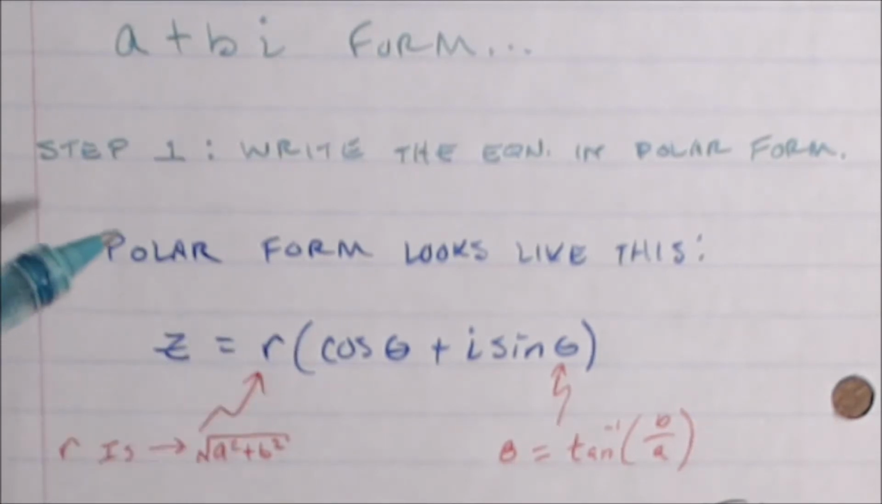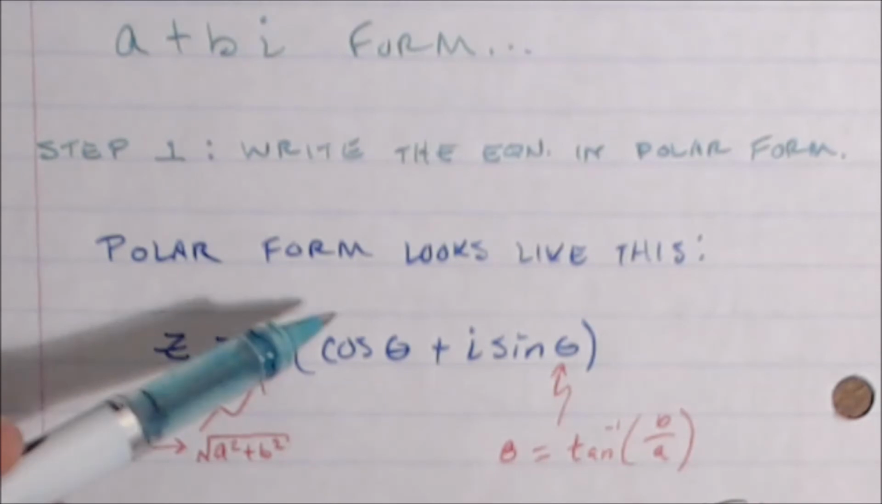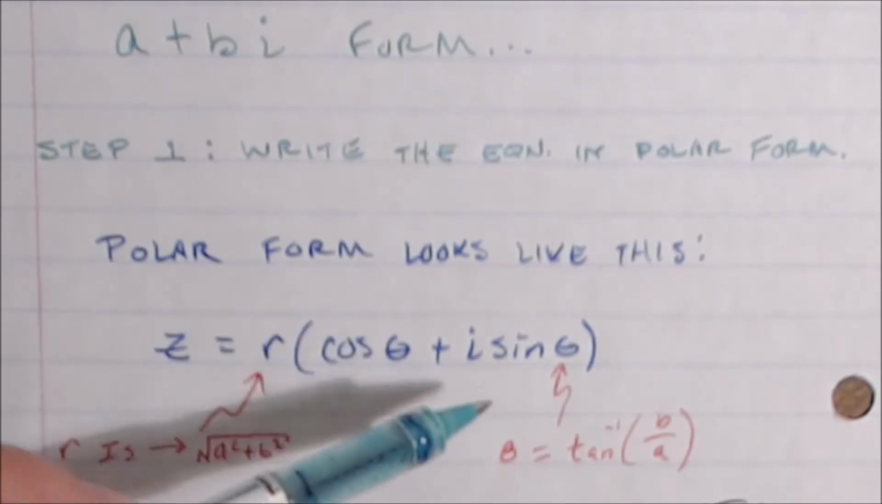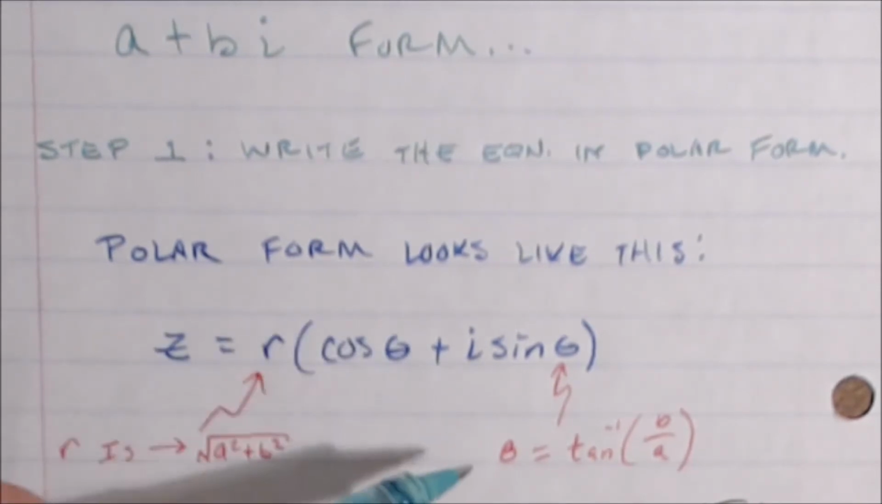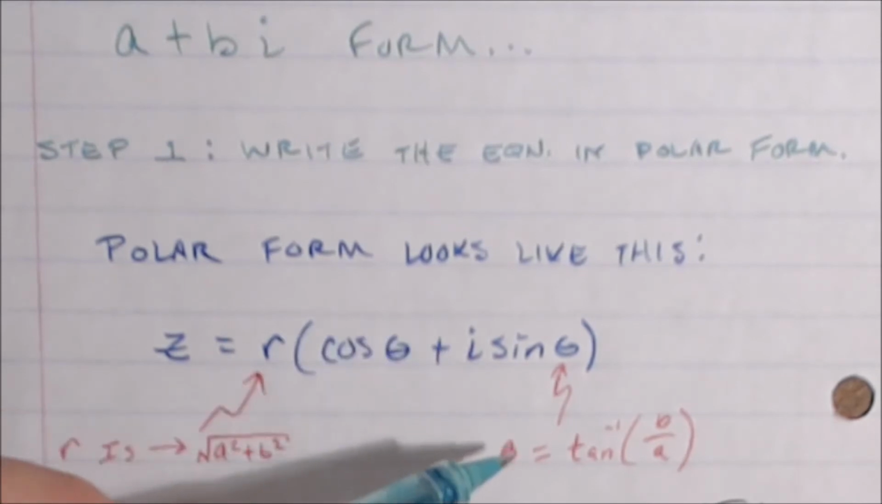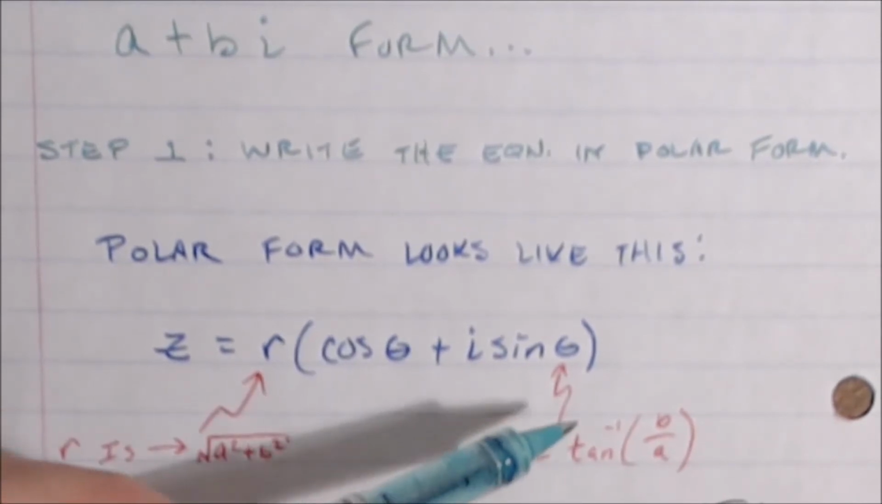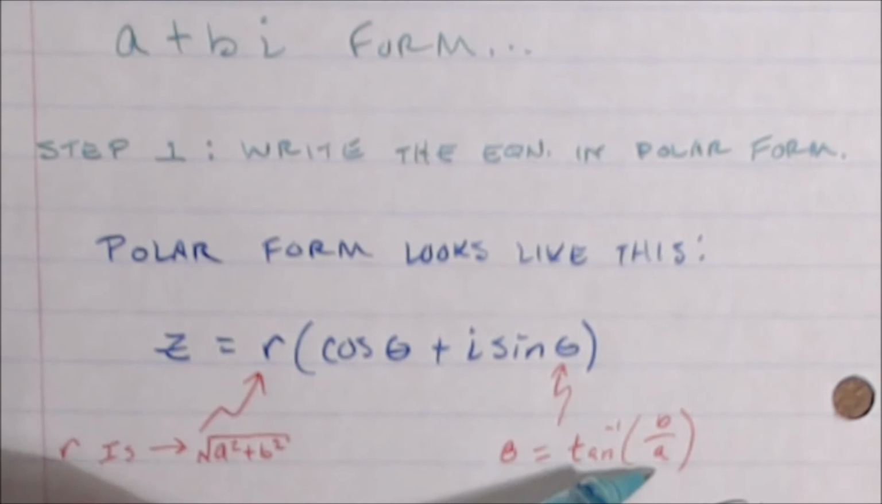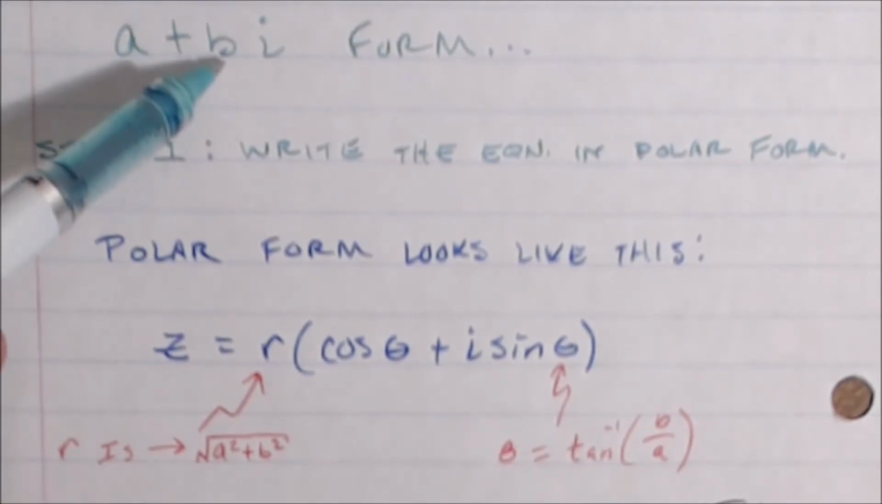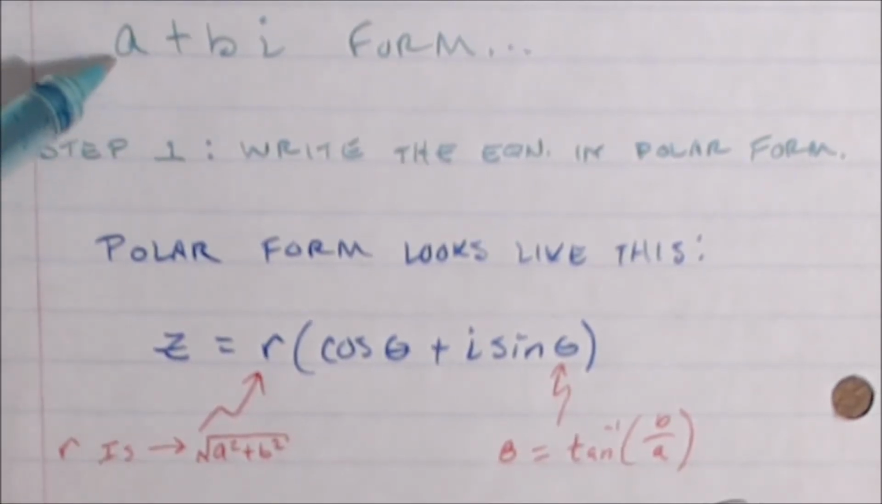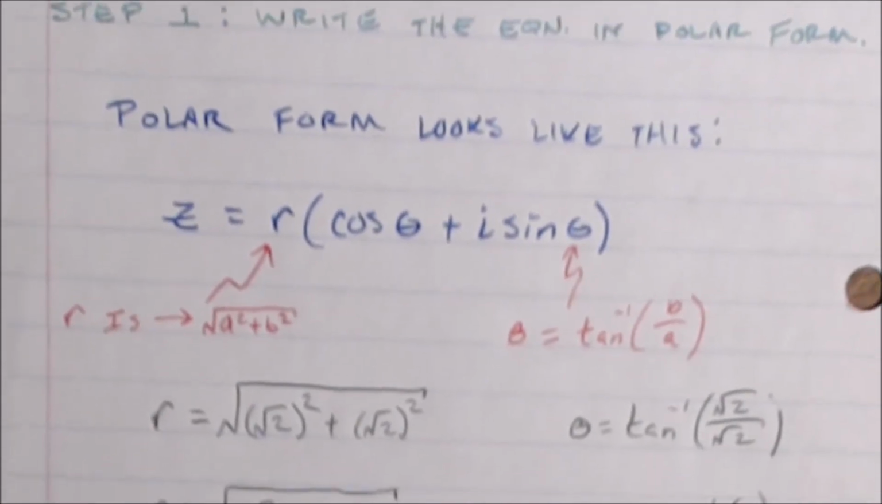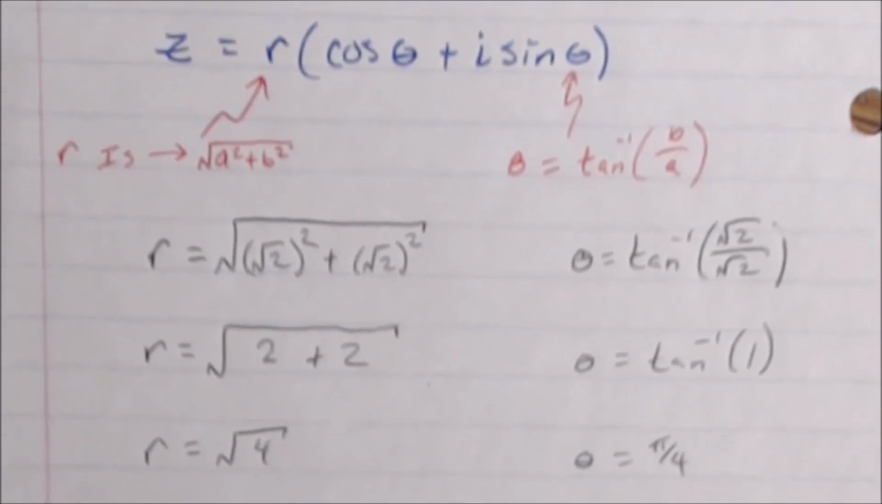So to convert to polar form, I'm trying to fill in the r and I'm trying to fill in the theta here. Cosine and the sine always just go in the same places along with that i. Now theta is just given by the inverse tangent of b over a. Once again, that's the same b that's in our initial form and the same a that's in our initial form over here. So now I can just go ahead and calculate r and theta.